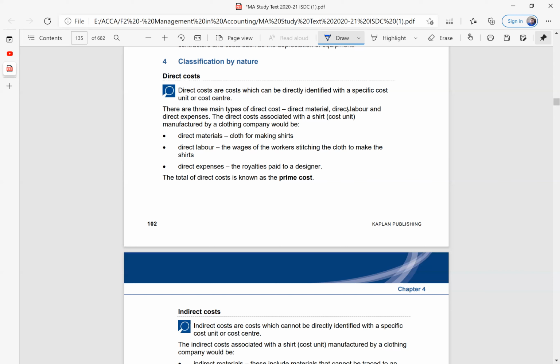What does the royalties paid to a designer mean? Royalties are basically the fee that you have to pay when you use somebody's name. For example, if you have already built a brand and I come to you and tell you, can you please let me open another branch of your shop? So you are giving me a franchise, right? I'll have to pay you a royalty or a franchise fee. Why? Because I'm using your name and I'm making money out of it. Okay.